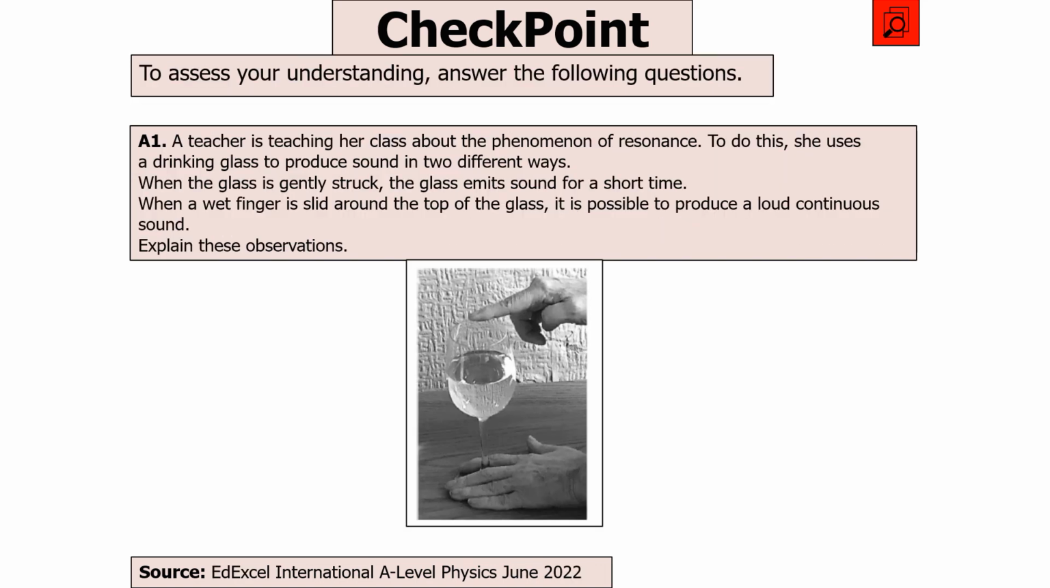The next question says, a teacher is teaching her class about the phenomenon of resonance. To do this, she uses a drinking glass to produce sound waves in 2 different ways. When the glass is gently struck, the glass emits sound for a short time. When a wet finger is slid around the top of the glass, it is possible to produce a loud continuous sound. Explain these observations. So pause the video now, then unpause the video when you want to go through your answer.